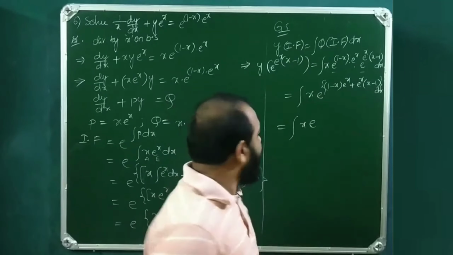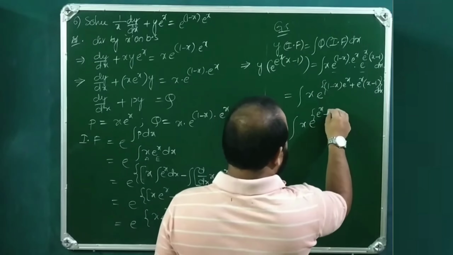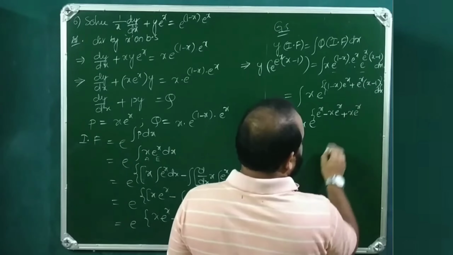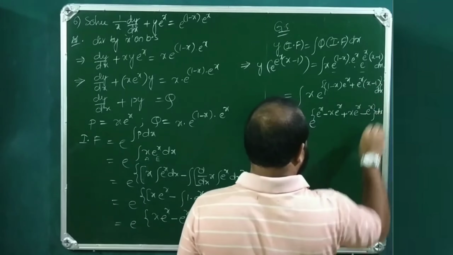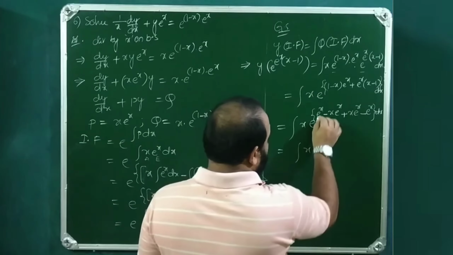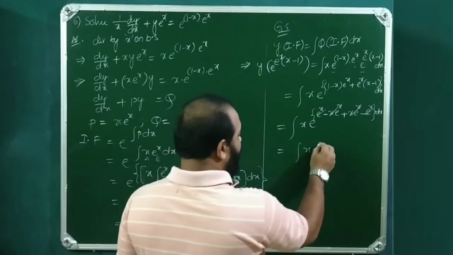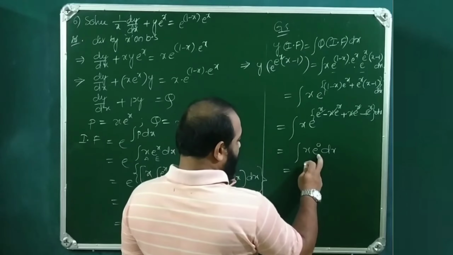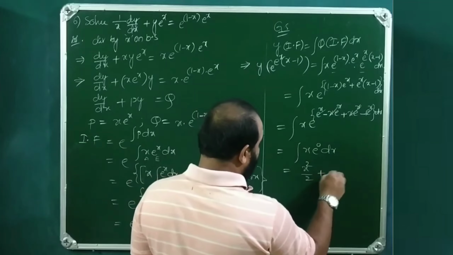So let us multiply each and every term. This is equal to 1 into e power x is e power x, minus x e power x, plus x e power x, minus e power x into 1 is e power x, dx. The x e power x terms get cancelled. So this is e power 0 dx, and e power 0 is 1. So x into 1 is x, dx is x square by 2 plus constant of integration c.